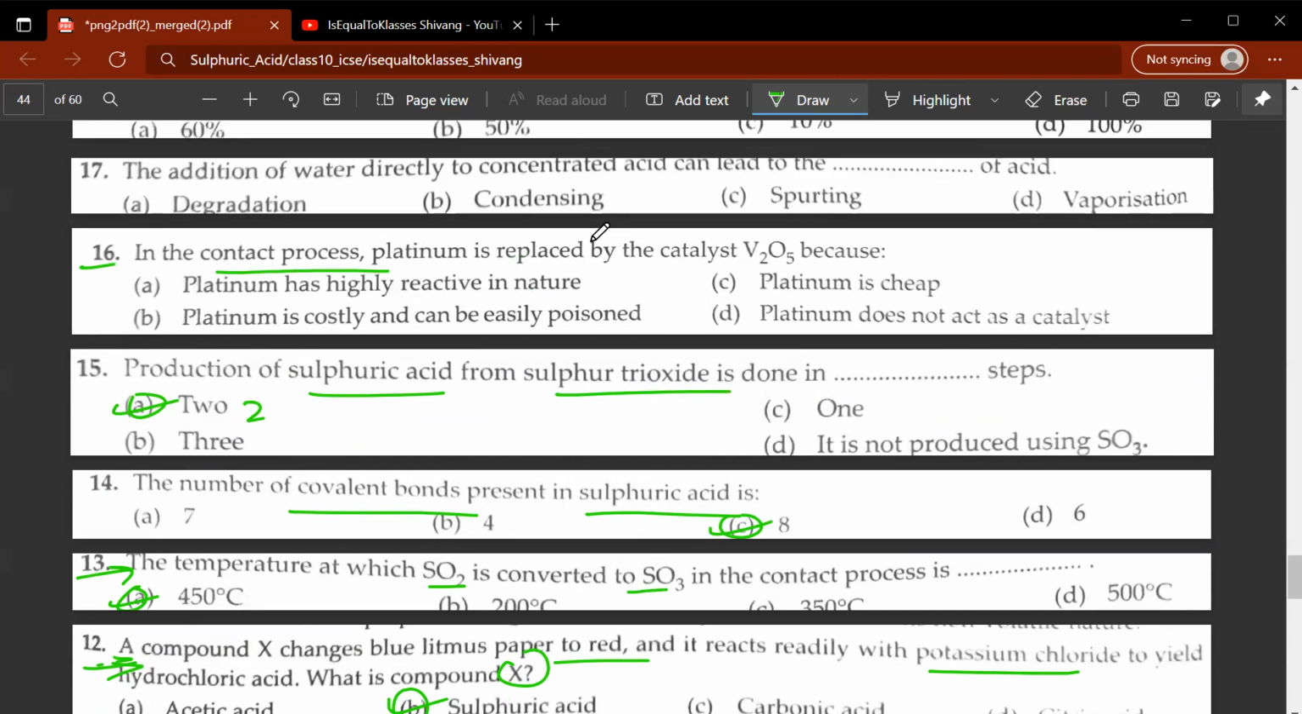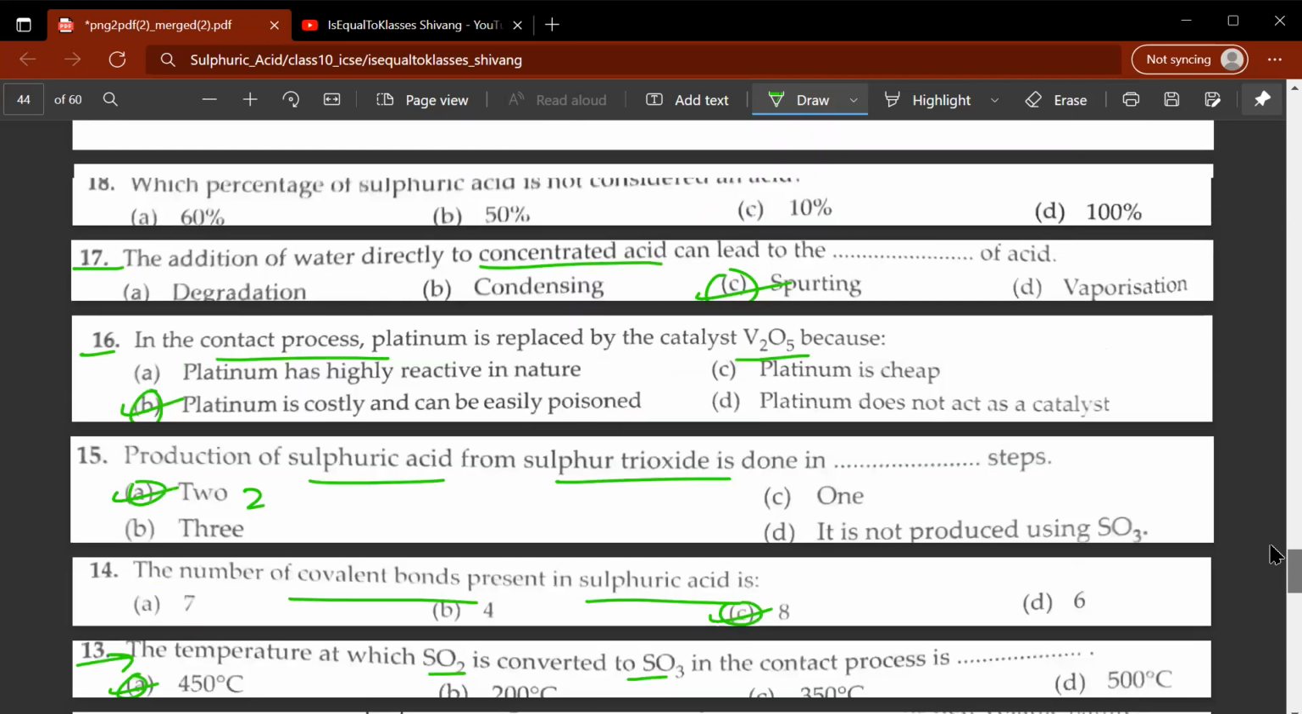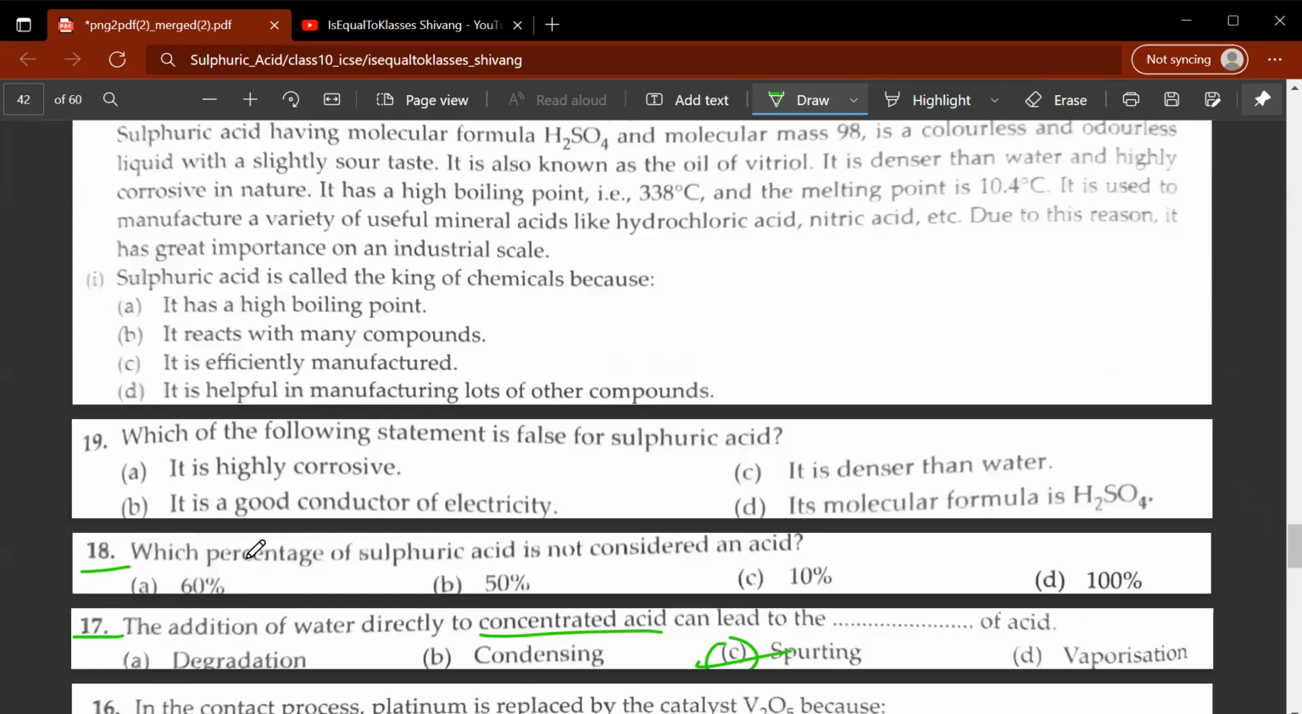16th question, in the contact process, platinum is replaced by the catalyst V2O5, vanadium pentoxide, because... B, platinum is costly and can be easily poisoned. So let's move on to the 17th question. Addition of water directly to concentrated acid can lead to dash of acid. So this is basically called C, spurting. Moving on to the 18th question, the percentage of sulfuric acid which is not considered to be an acid. So this would be D, 100%.